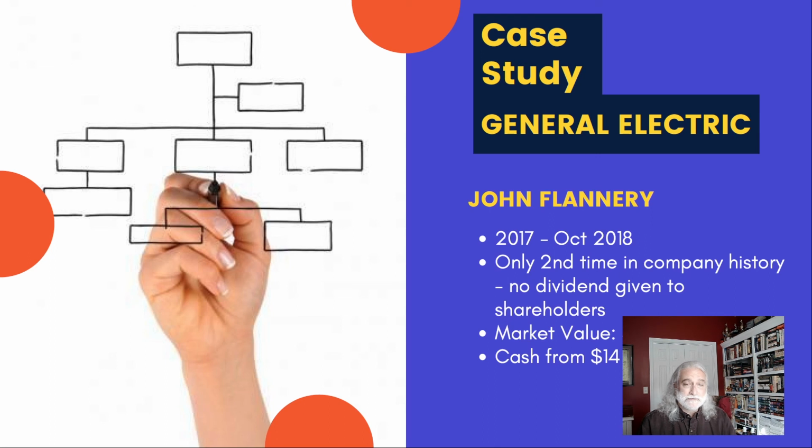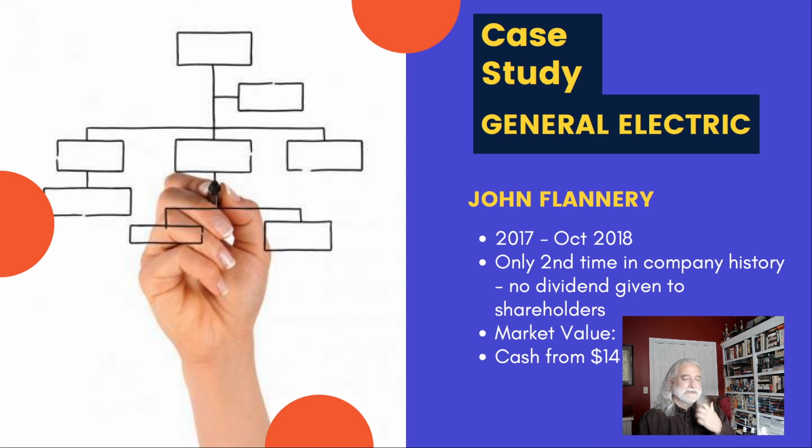And in fact, John Flannery did not last too long, from 2017 to October 2018. And only the second time in the company's history, and it occurred under Flannery, that no dividend was given to shareholders. And you will see in Flannery's short tenure, the market value crashed. I have no other way to say it. From $271 billion to $80 billion. And just a scary cash. And remember, cash is king. Cash went from $14 billion to $8 billion.